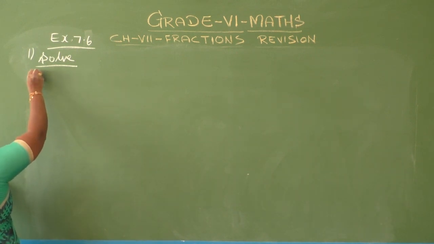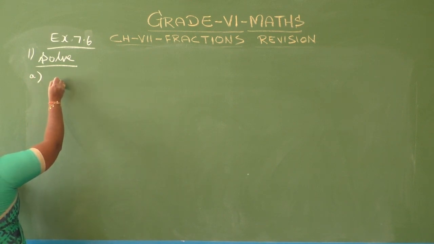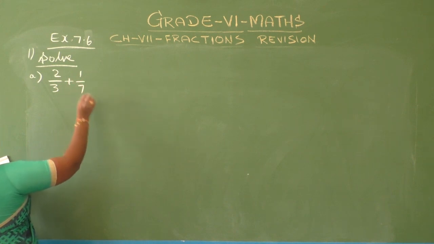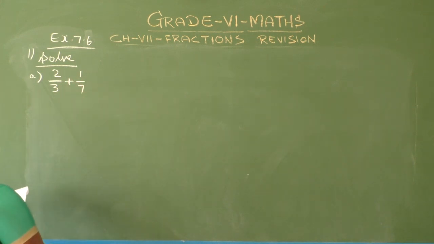Here is a sum: 2 by 3 plus 1 by 7. Here they gave different denominators, so we can't add these fractions directly. Whenever you have different fractions, what do you have to do? You have to take the LCM and make an equivalent denominator, then only can we add.